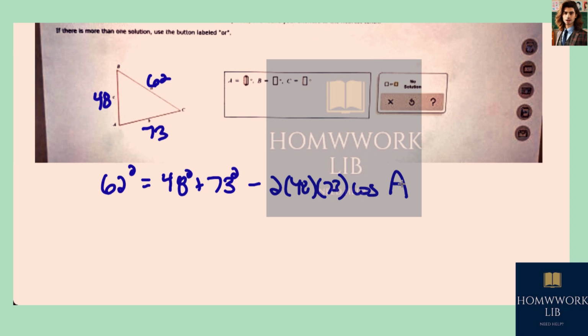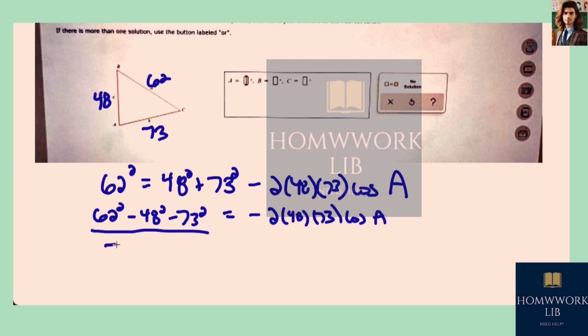I'm going to do this in parts here so that I can enter the whole thing exactly into a calculator. So you would subtract 48 squared to both sides. You subtract 73 squared. And that'd be equal to negative 2 times 48 times 73 cosine angle A. Then you would divide this by negative 2 times 48 times 73. That would get rid of that product.